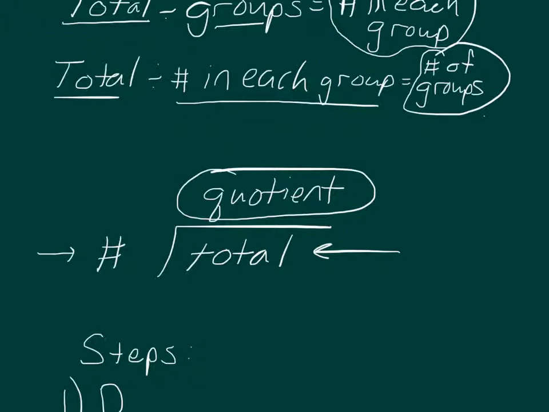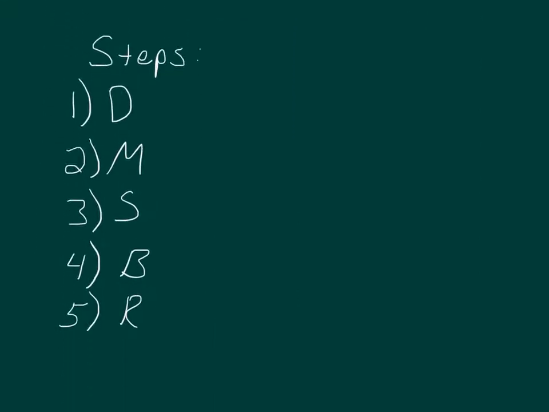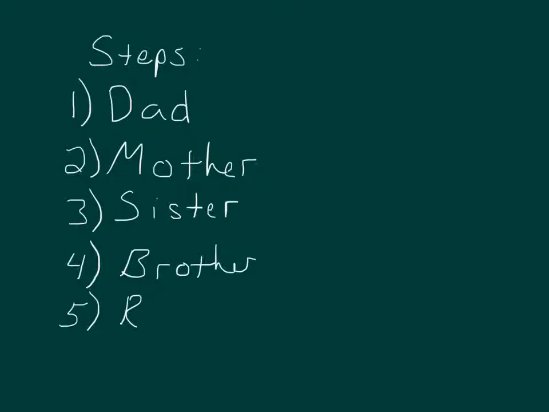So, how do you do it? Glad you asked. Here are the steps. You've heard it before: Dad. What's the next one? Mother. What's the next one? Sister, brother, and sometimes you need Rover. You need the dog. So just remember, Dad, Mother, Sister, Brother, Rover.